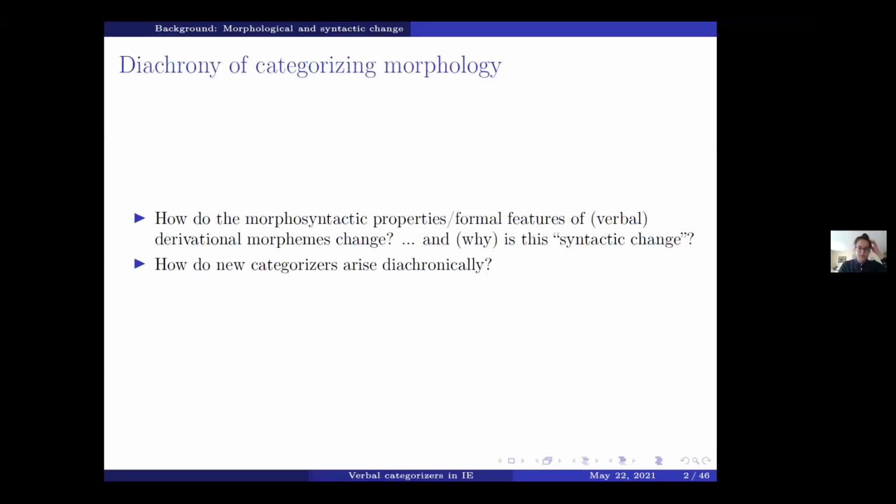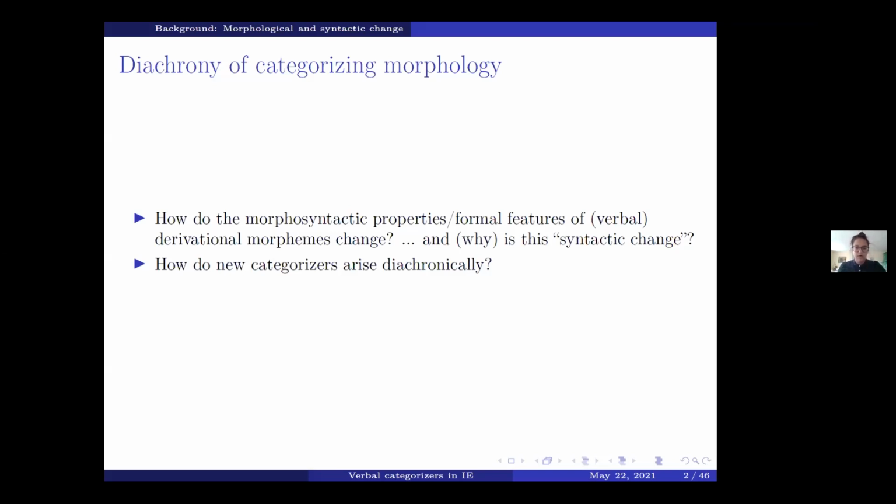So the goal today is to talk about feature changes, formal feature changes of verbal derivational morphemes. So how do morphosyntactic properties or formal features of derivational morphemes change, and why is this syntactic change? So why do I feel that this is an appropriate topic for a diachronic generative syntax rather than morphology conference?